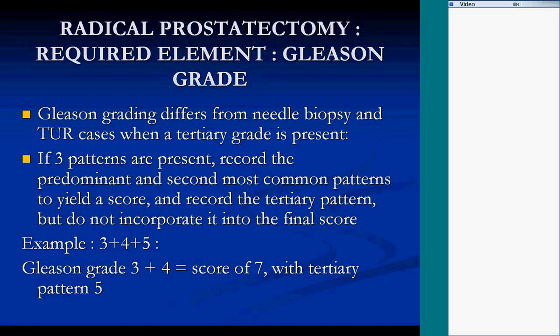Now, Gleason grading differs from needle biopsy in TUR cases when there's a tertiary grade. And what we do is basically not incorporate it into the score. There are some efforts to try to figure out a way to do that, but right now what you do is if you see a 3 plus 4 plus 5, you go ahead and give a standard score of 7 and then say that there's a tertiary pattern 5. So you just report it out without incorporating that tertiary high-grade pattern.